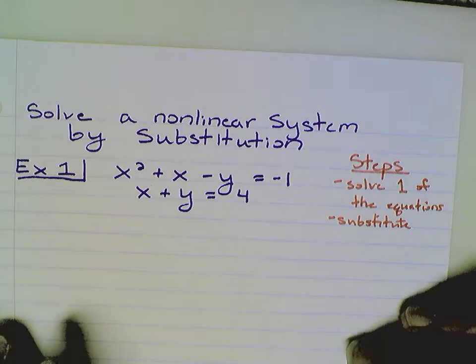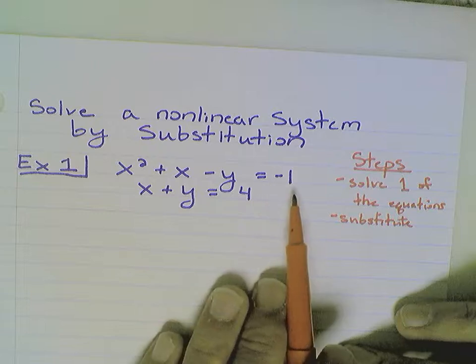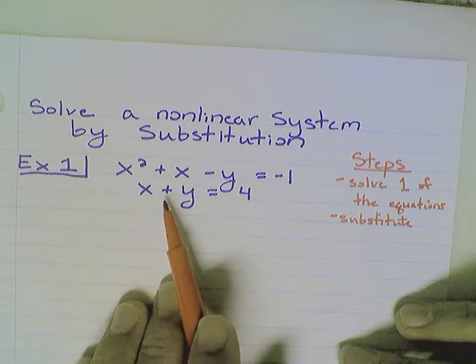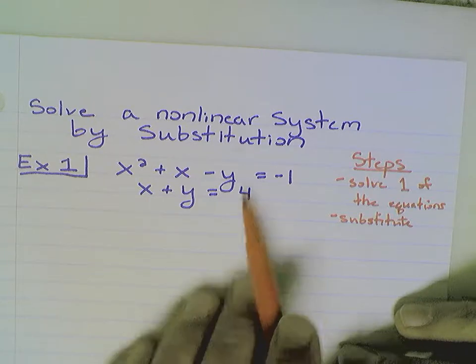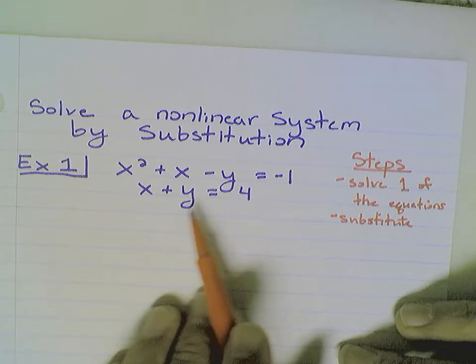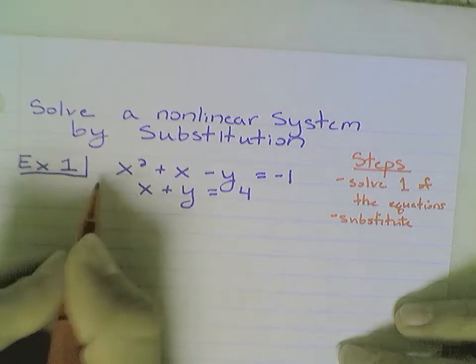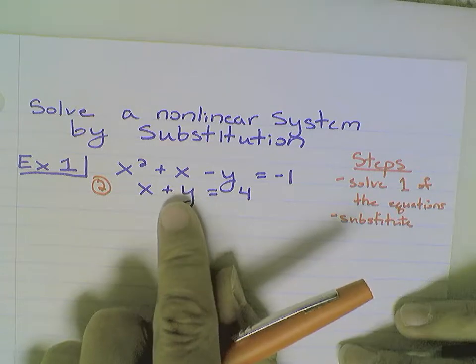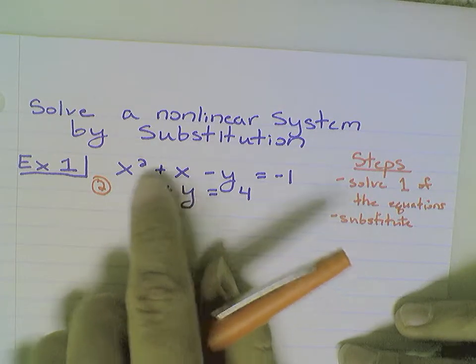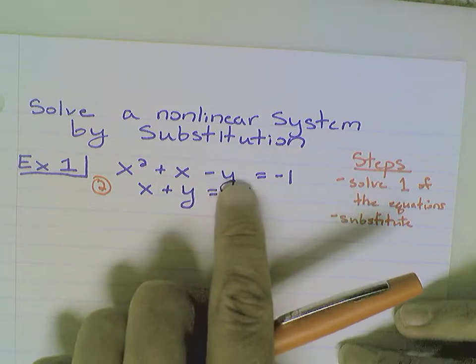So looking at example 1 here, I have x squared plus x minus y equals -1. And then my second equation is x plus y equals 4. Now, when using substitution, we usually want to solve the easier of the two, or the more simplistic equation. So in this case, I'm going to solve equation 2. If I want to solve equation 2, I'll also want to take note of equation 1 and which variable I want to solve for.